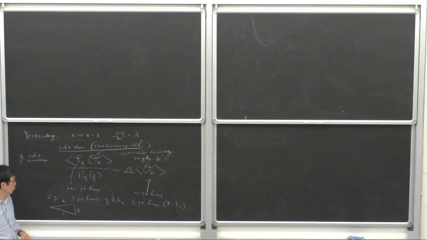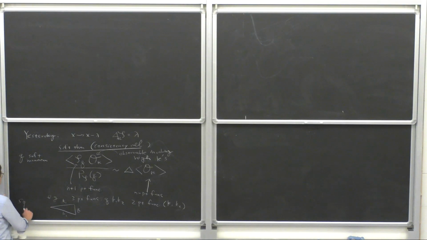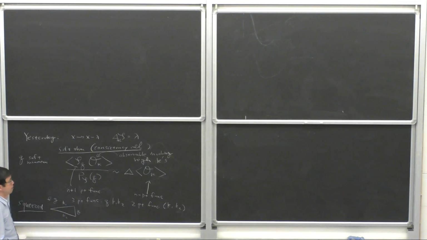People usually call this kind of configuration a squeeze configuration. It's like you're squeezing the triangle. So the soft limit is the same as the squeeze limit. So people would say, I'm looking at a squeezed 3-point function. That would be the soft limit. Okay? So this is more or less where we stopped yesterday. And now I have a number of comments about this. Any questions before we start there?